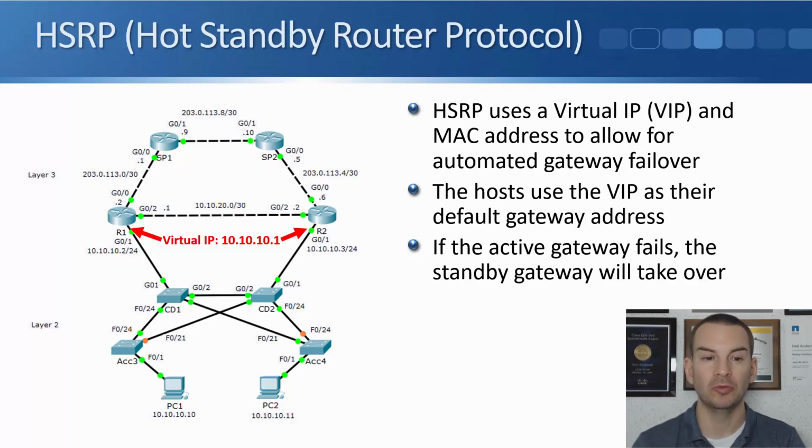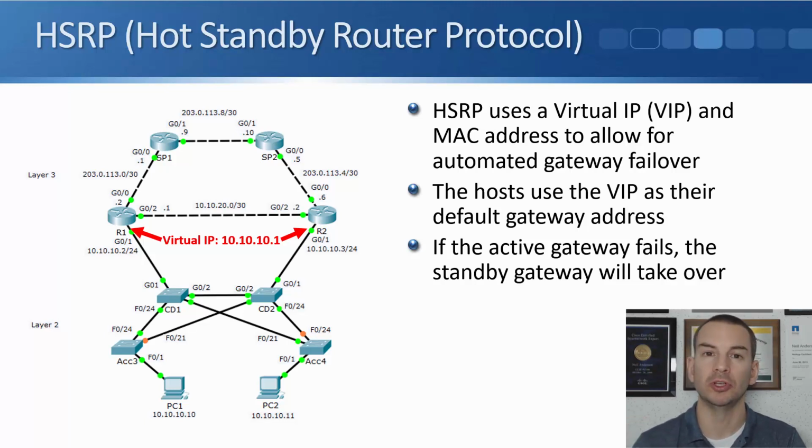R1 and R2 have both got interface Gigabit Ethernet 0/1 facing the PCs, and HSRP is configured at the interface level. R1 has got physical IP address 10.10.10.2 and R2 has got physical IP address 10.10.10.3. We configure a virtual IP address of 10.10.10.1 in the example.